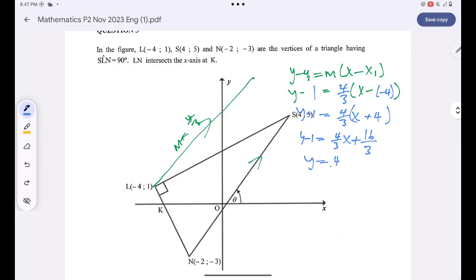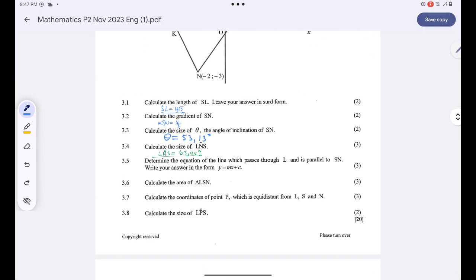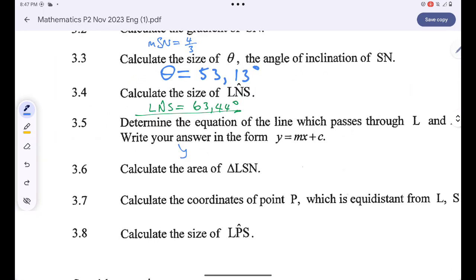So y is 4 over 3 x plus, whenever I take the 1 to the other side, it will be positive, right? So I'll have 16 over 3 plus 1. This will give me 19 over 3. So this will be the equation: y is equal to 4 over 3 x plus 19 over 3.